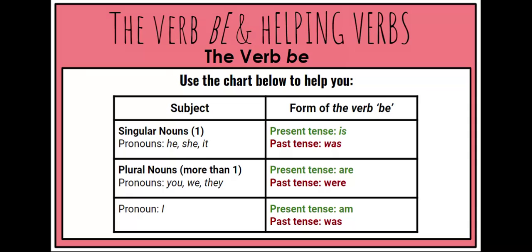We also use is and was for the pronouns he, she, or it. He is happy, she is happy, it is happy. Or in the past tense, he was happy, she was happy, it was happy.